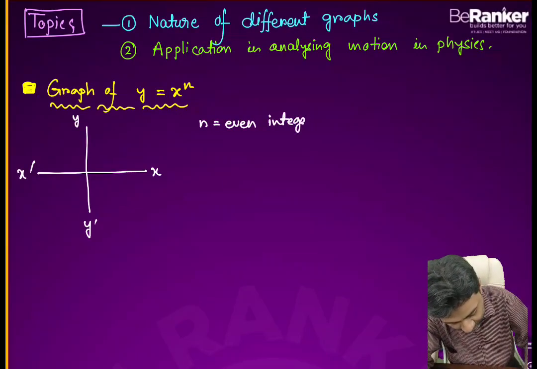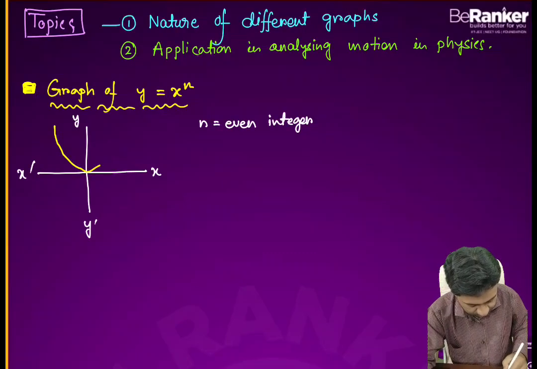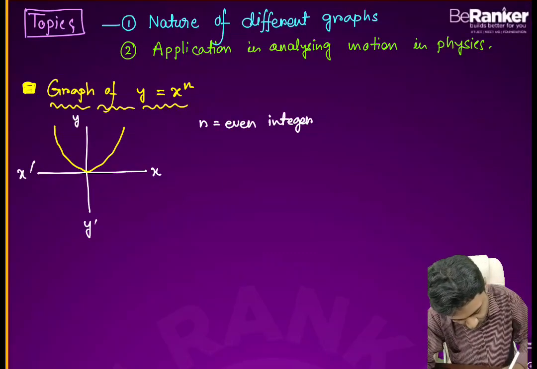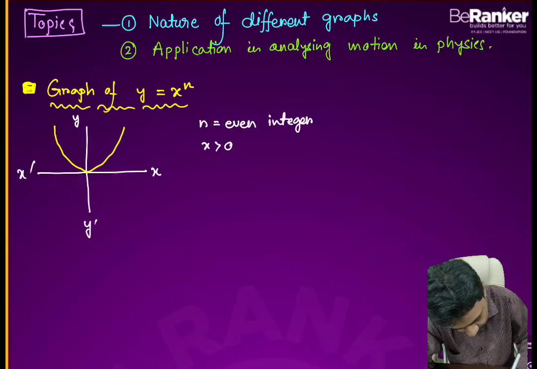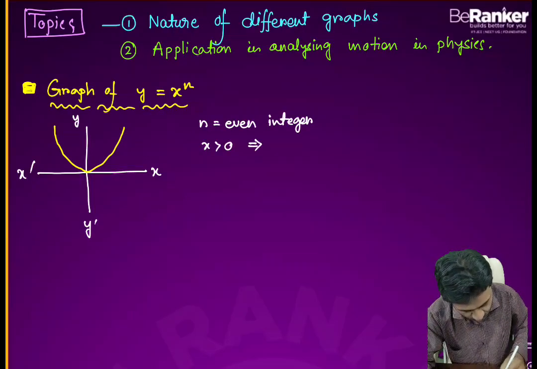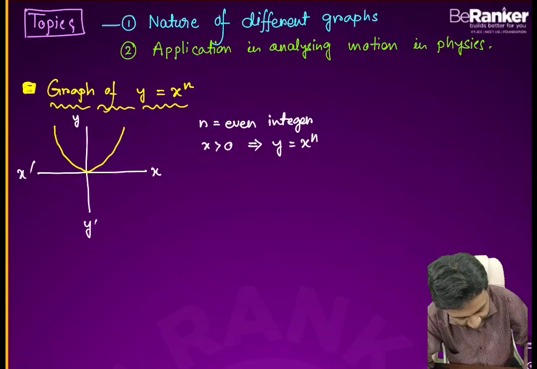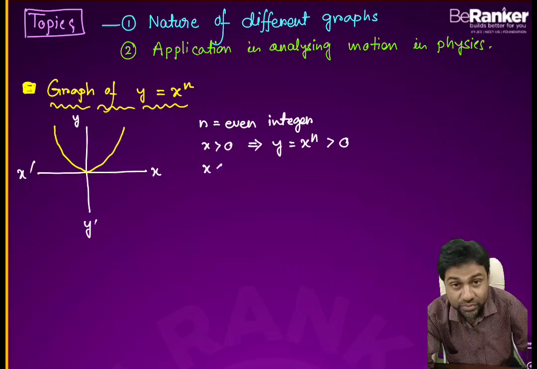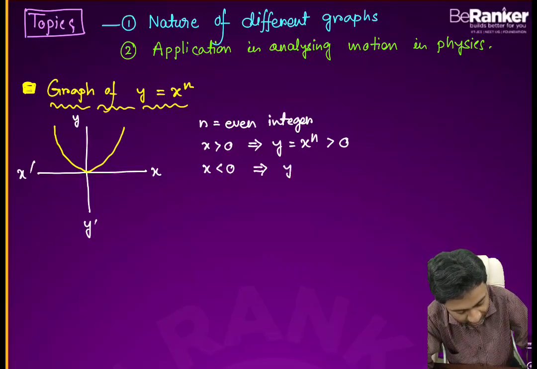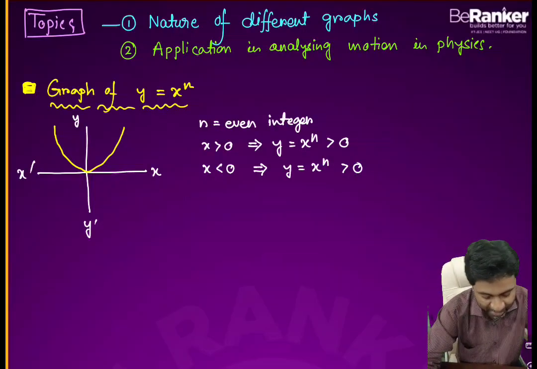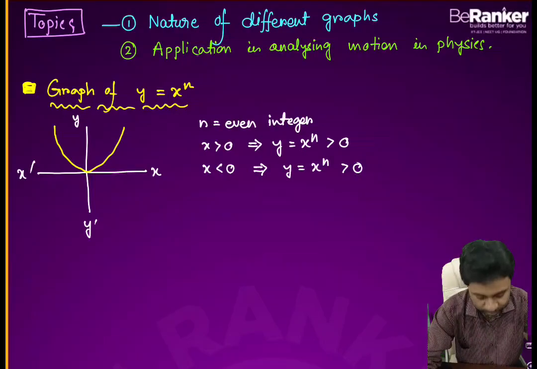Now, if n has even power, that is, if n is an even integer, the graph would look somehow like this. Because for even powers, whatever be the value of x, if x is greater than 0, since n is even, y equal to x to the power n would be greater than 0. And if x is less than 0, that means negative, y equal to x to the power n is also greater than 0. It cannot be negative because the power is even.